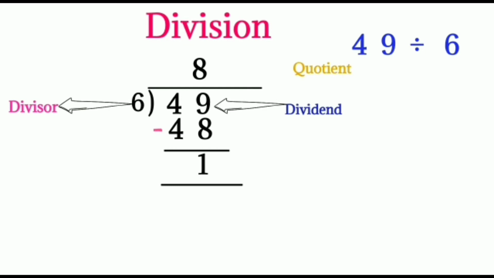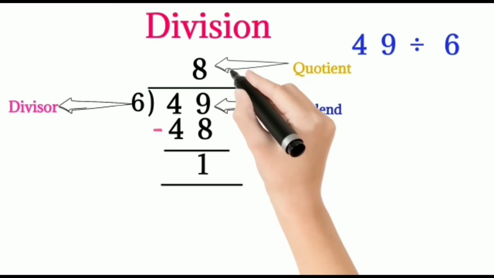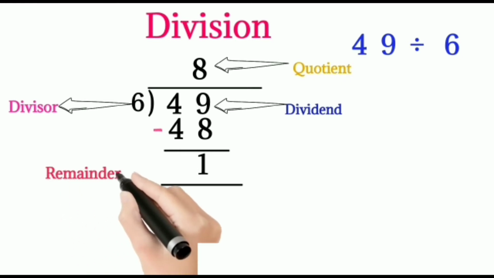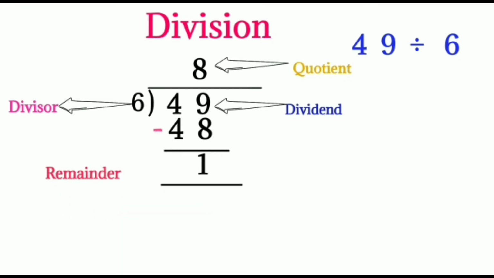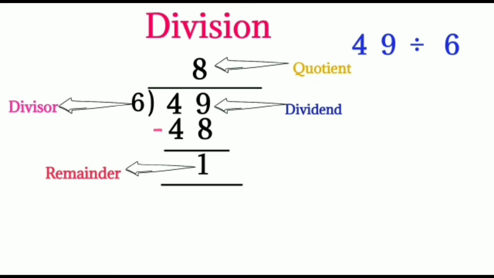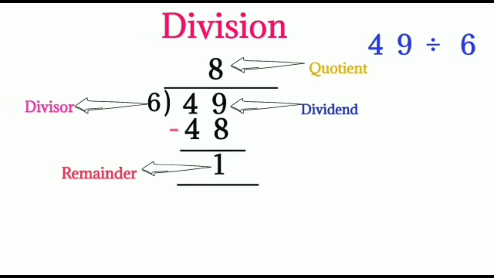How many 6s can we take from 49? That is 8. Last, remainder. Here 1 is the remainder. The number left over or undivided is called a remainder. At the end of the video, I will explain how quotient, dividend, divisor and remainder are related to each other and verify the result of division.